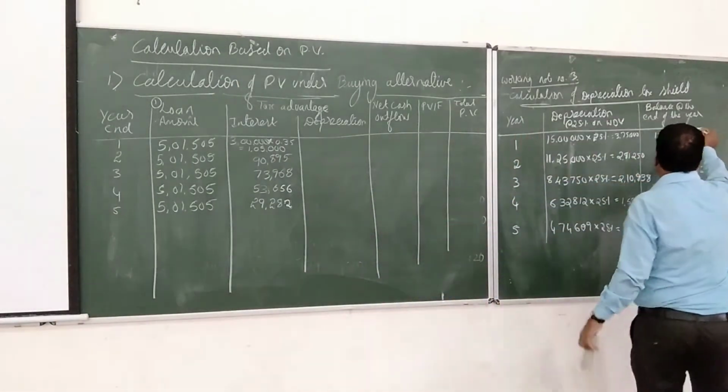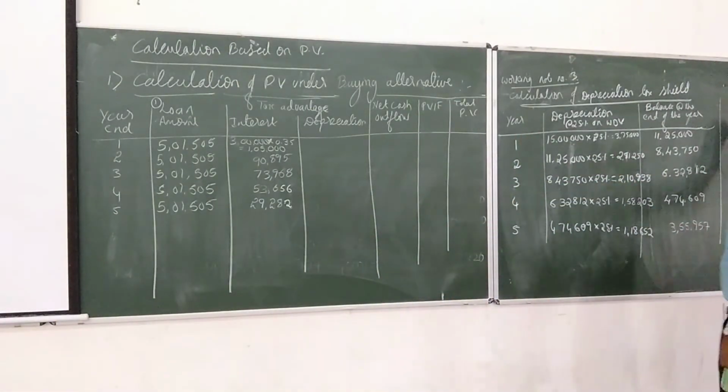Instead of doing here itself, what we do? The tax advantage is right here itself. Okay? So 11,25,000 into 35%. We have already done the calculation, so to show you I am doing it extra here. 11,25,000 into 35%. How much do you get?